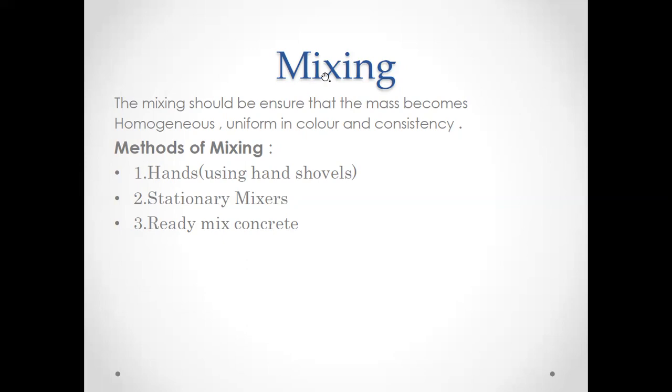So for this process, we have to go forward to mixing. In this process, there are different methods of mixing. First is by hands, in which we are manually mixing all the materials. Then the second one is the stationary mixer, and the third one is ready mix concrete. So these are the three methods which we are using to mix the different components of concrete. I think it is already clear to all of you what the components of concrete are, which we already discussed in the last lecture.